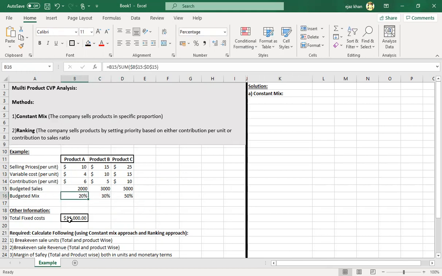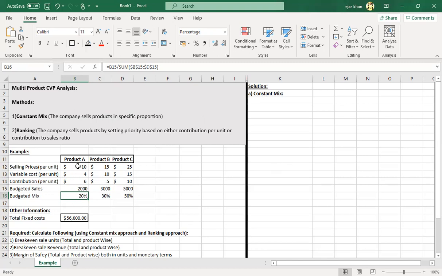The total fixed costs are $56,000 and we need to find out break-even sales units, break-even sales revenue, margin of safety. And we have to use both constant mix approach and ranking approach. So let's first start with the constant mix approach, where we are assuming that the company will be selling all these three products in a constant mix right from the very start.